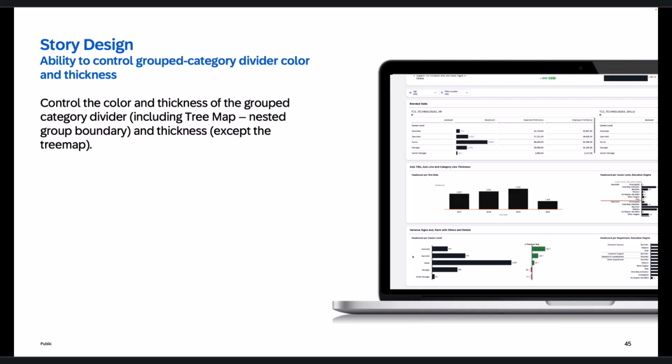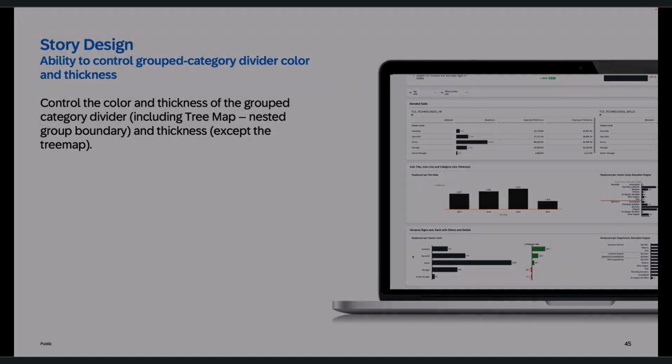The option to control the color and thickness of the group category divider is available for all the charts, including tree maps, nested group boundary. The thickness is supported for all charts except for tree map.